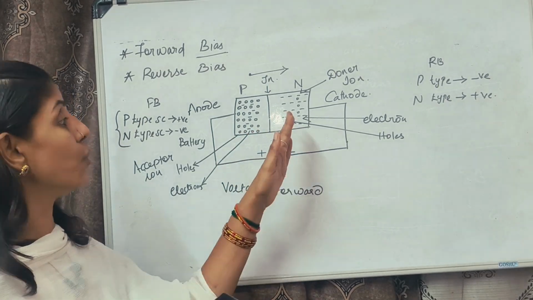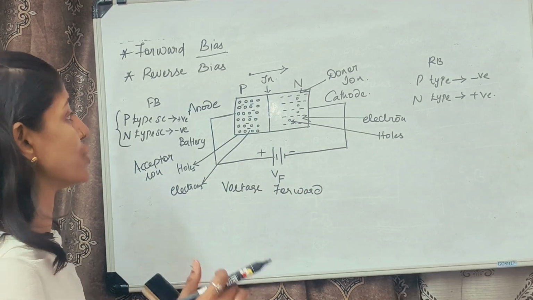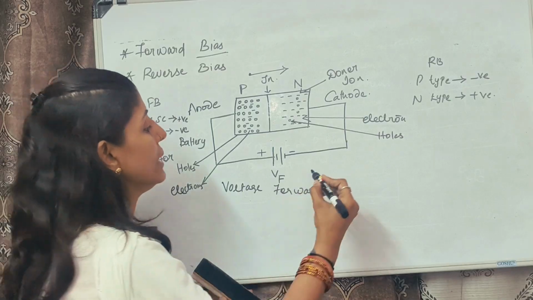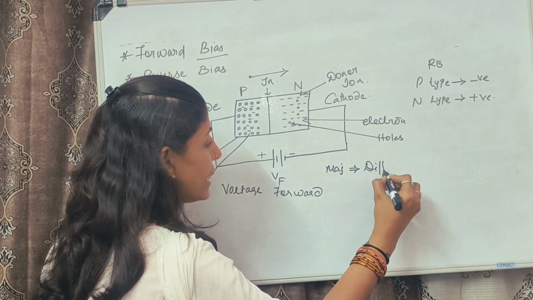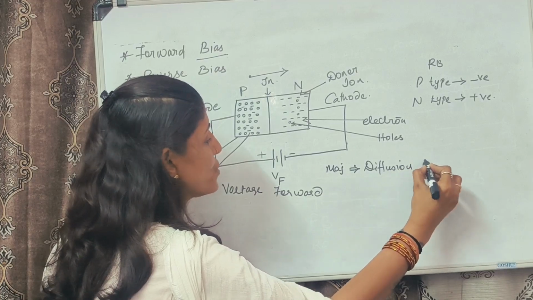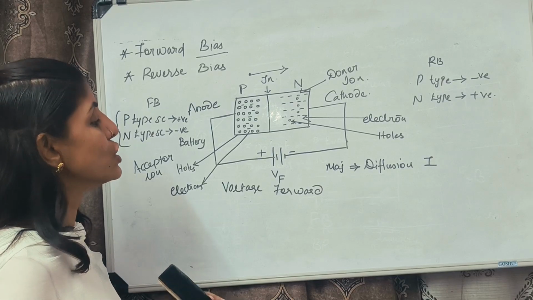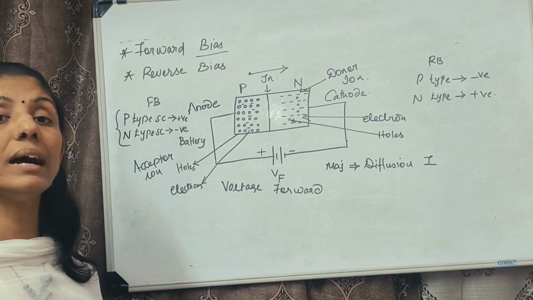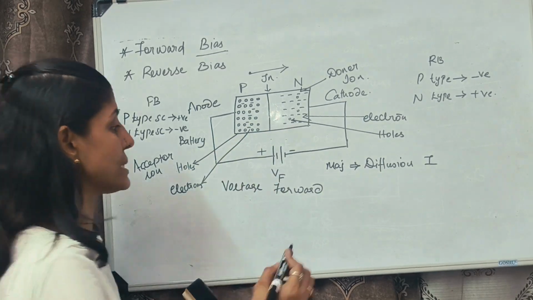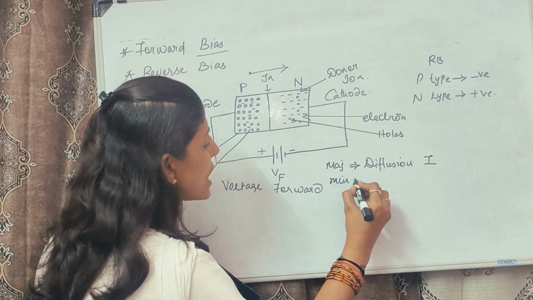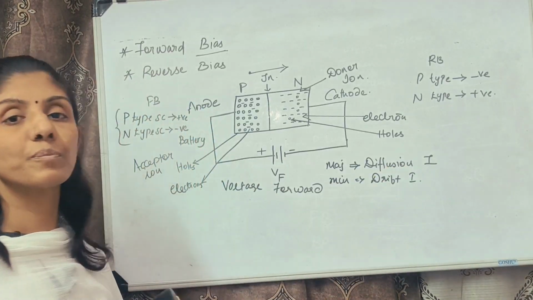At the same time, the electrons also move from this region to this region. Remember, whenever the majority charge carriers move from one end to another, the current produced is termed a diffusion current. At the same time, the minority charge carriers can also move from one place to another. If the minority charge carriers are moving, we call it a drift current, right?